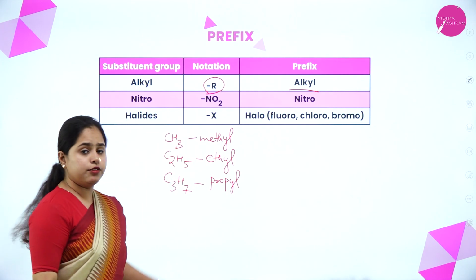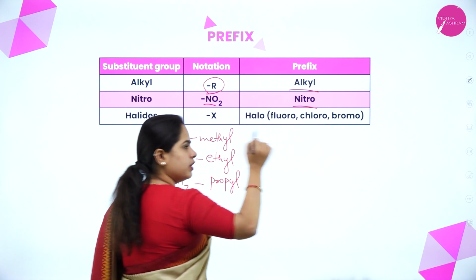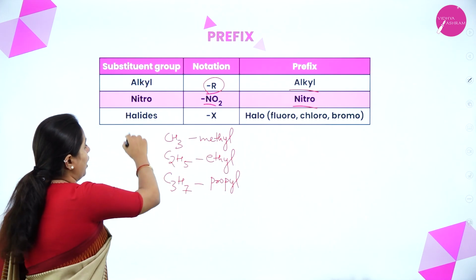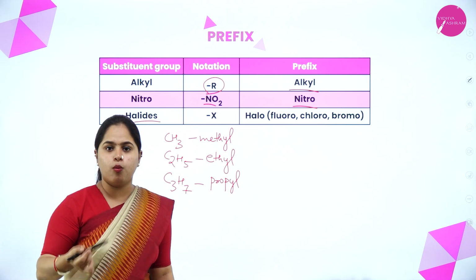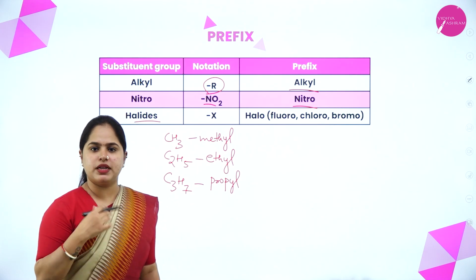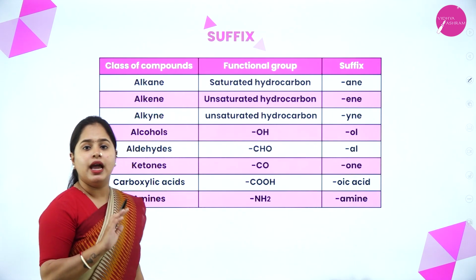Now if an NO2 group is present, that is a nitro group, nitro will be the prefix. And if halogens are present, the names fluoro, chloro, bromo, iodo should be present as the prefix.